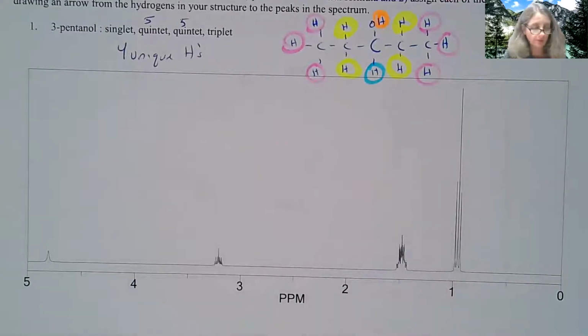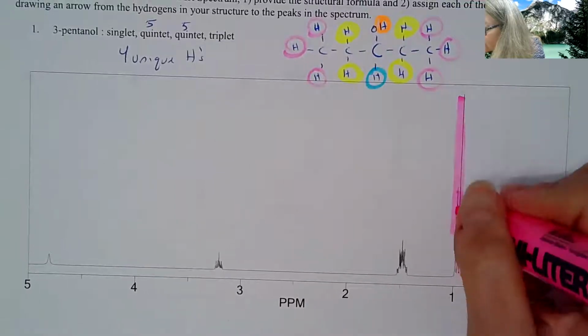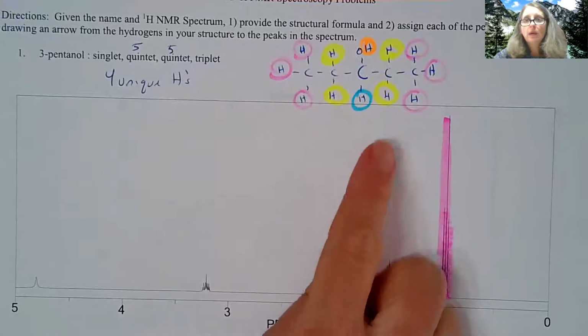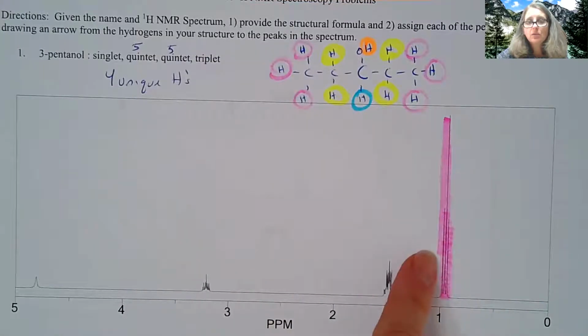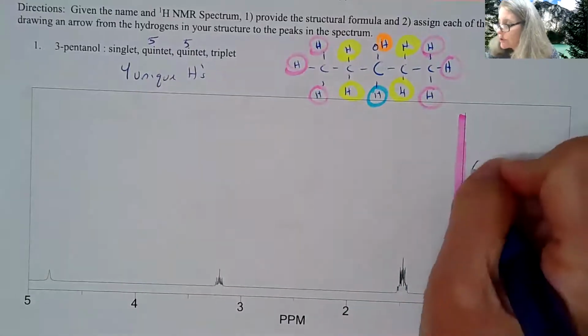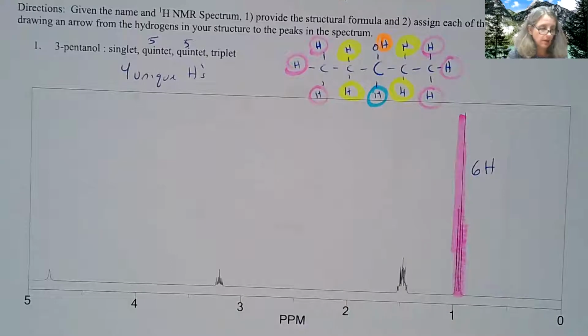It has 2 neighbors. So 2 plus 1 is 3. So that's your triplet. So whenever I see a triplet way close to 1, I know that it's on the end. I know it's a CH3 group. And it's a relatively large peak, so that means it's incorporating 6 hydrogens. That makes a lot of sense compared to the rest of the hydrogens there.